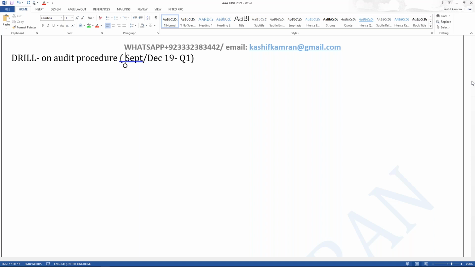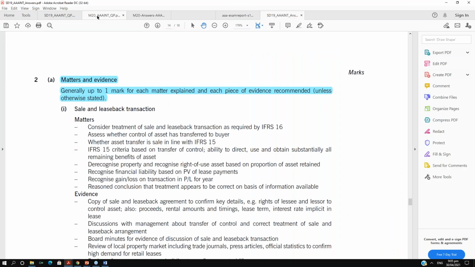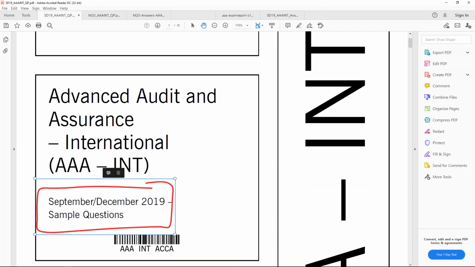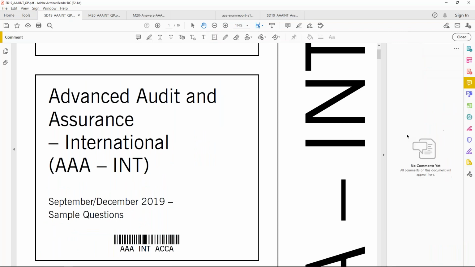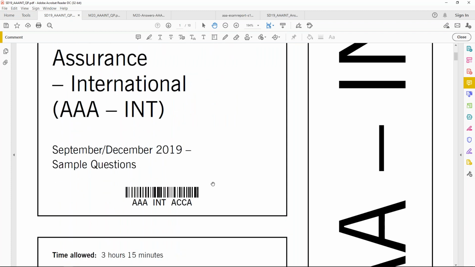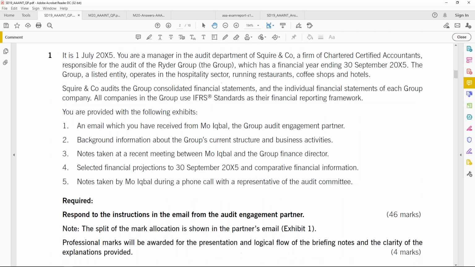Now, this paper is not on the practice platform, right? So I am showing you the PDF version of this paper. So let me show you the PDF. Okay, just 1 minute. Can you all see the September-December 19 paper in front of your screen here? Okay, that's great. Scroll down the paper and you come to the question number 1. So this is the start of the question number 1.